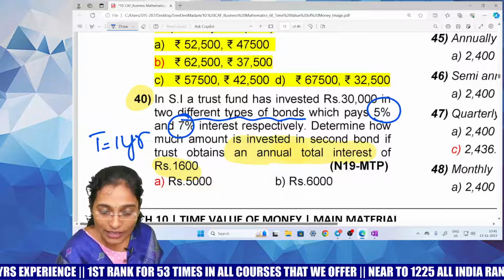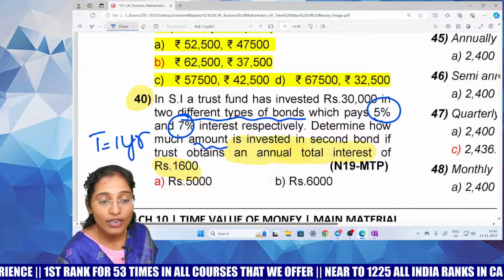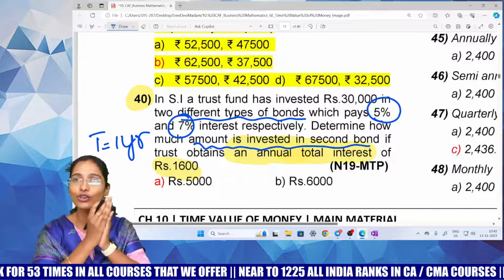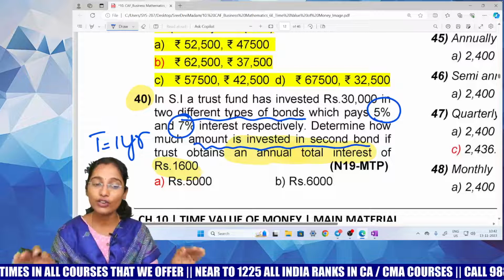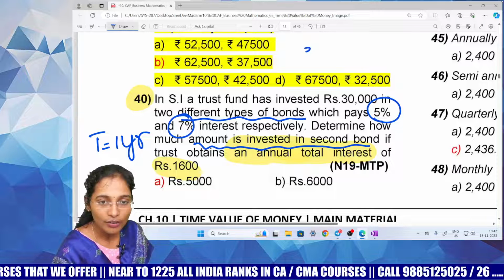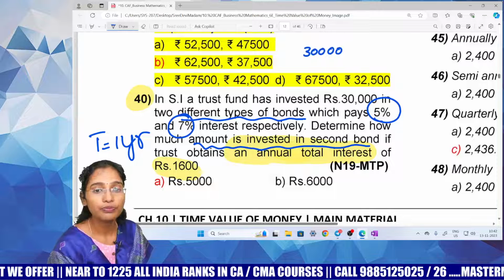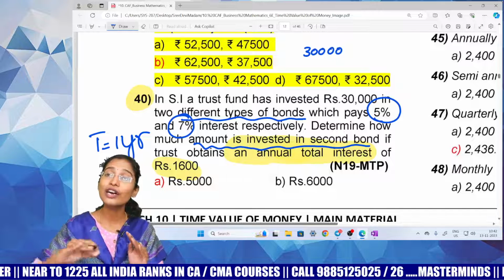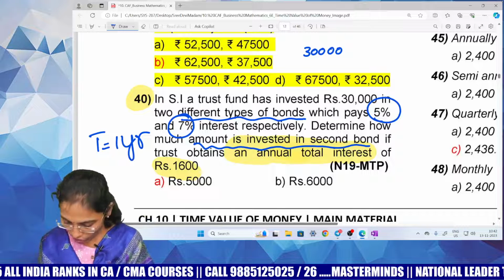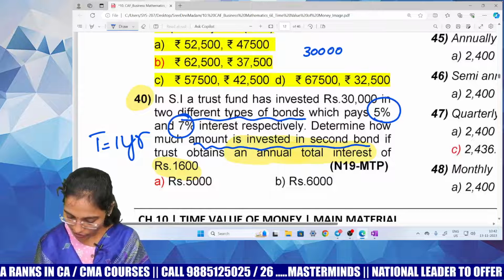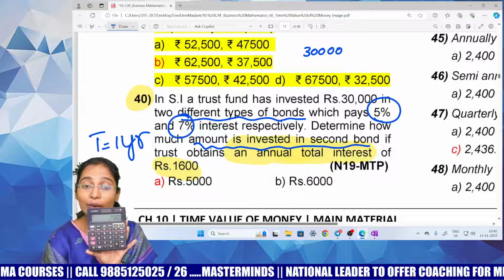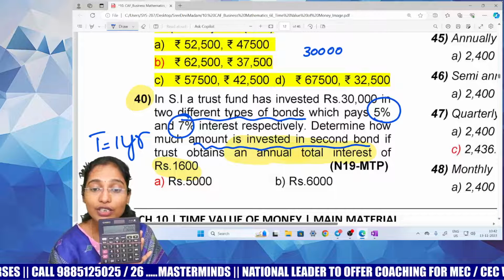So now let me repeat the second sentence. Determine how much amount is invested in the second bond. So he is actually investing 30,000 in total, which he is dividing into two parts. Let me assume that option A is the correct answer. So guys, please be clear. You are investing a sum of how much? 30,000, right? Out of 30,000, the second part is 5,000. Means to say, what is your first part? Take the help of your calculator. 30,000 minus 5,000. How much? 25,000.